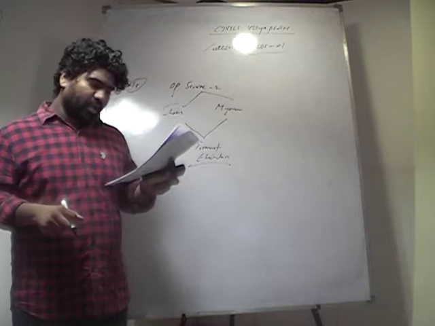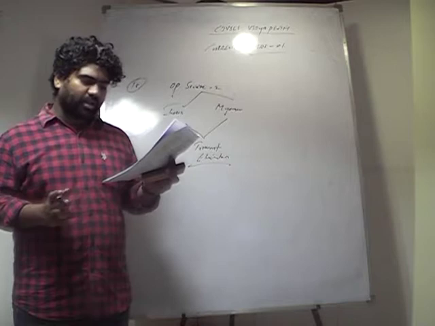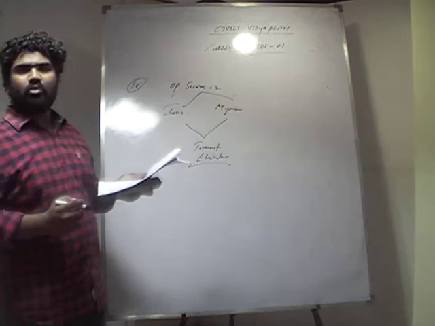The ESI Act applies to premises where 10 or more persons are employed. That's the right statement. Employees with wages up to 21,000 rupees, earlier 15,000 per month, are entitled to the health insurance cover and other benefits under the ESI Act. That's the right statement. So all are correct.